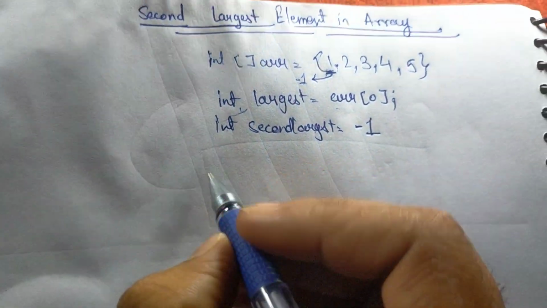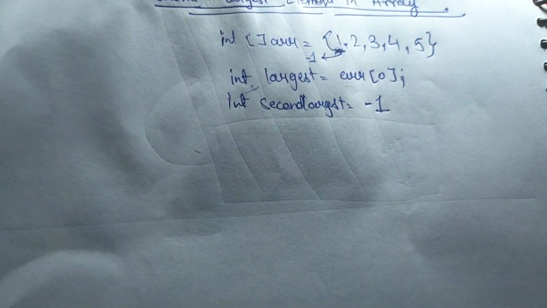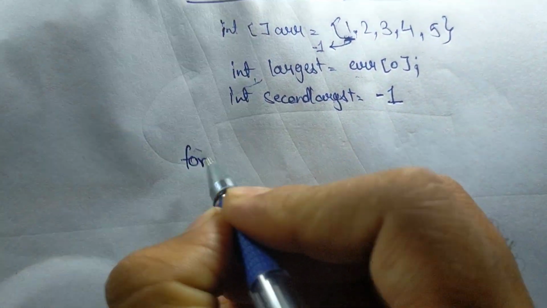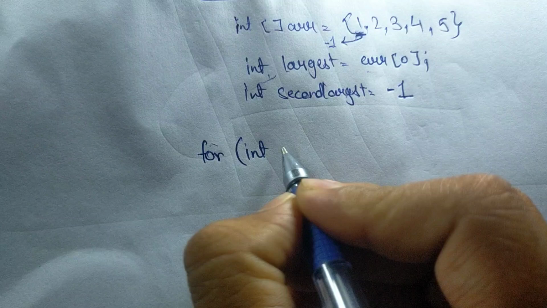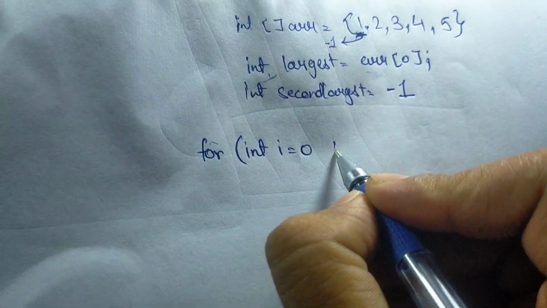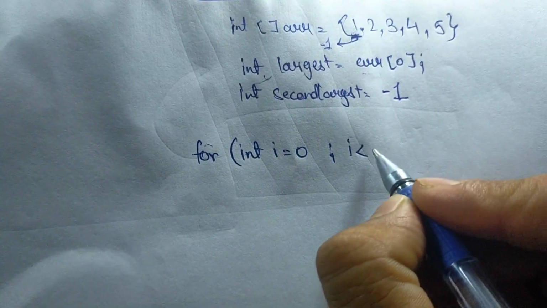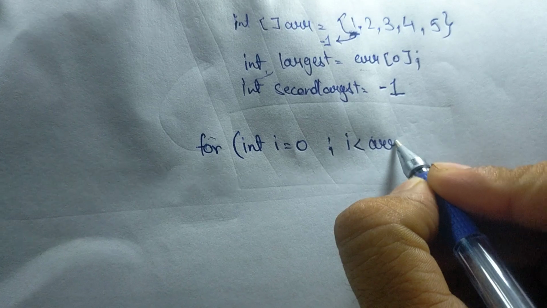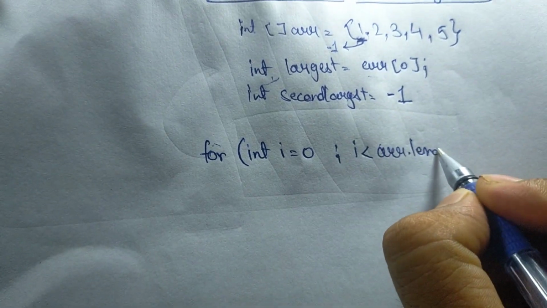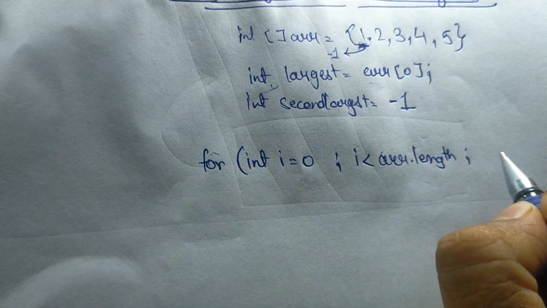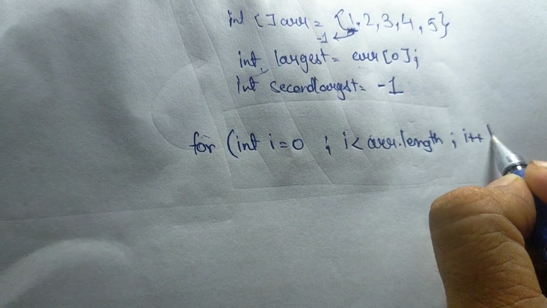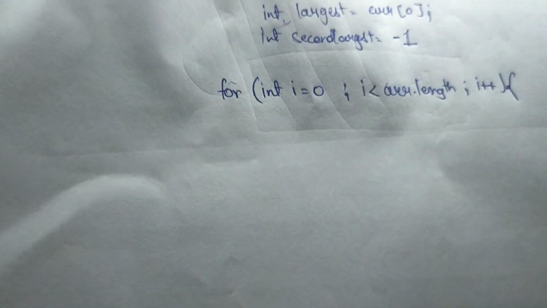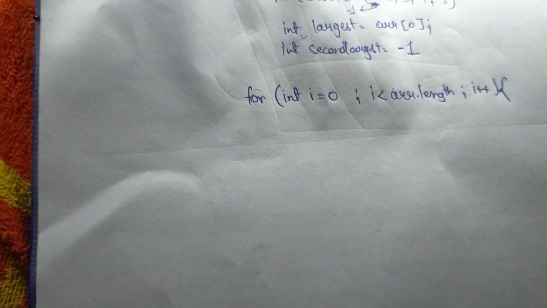After that, we are traversing that array. How do we traverse that array? For int i starting with 0, we go till i is less than arr dot length, then i plus plus. That way we are going to traverse that array.